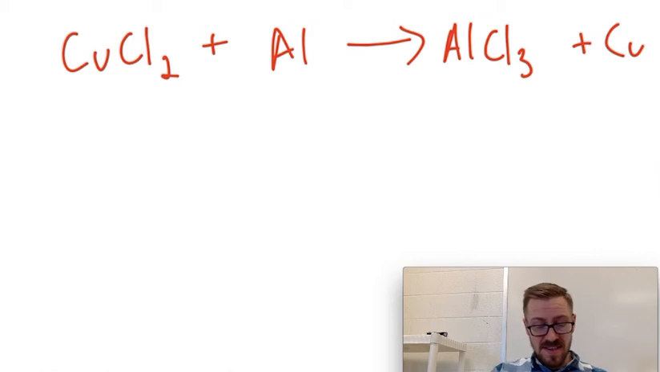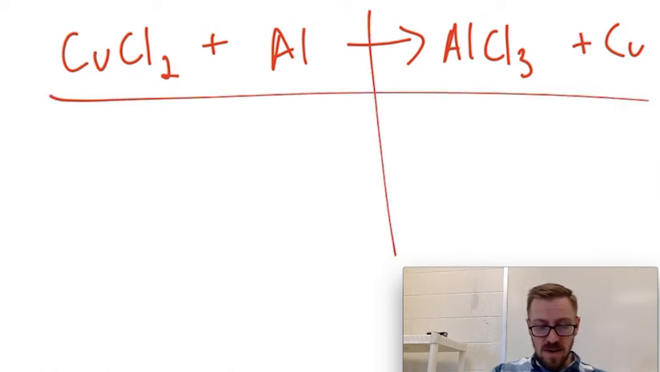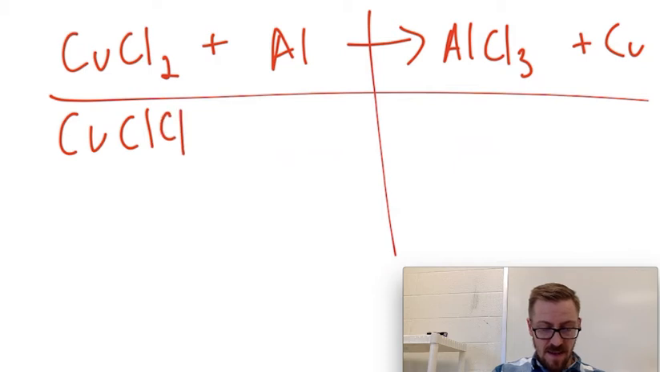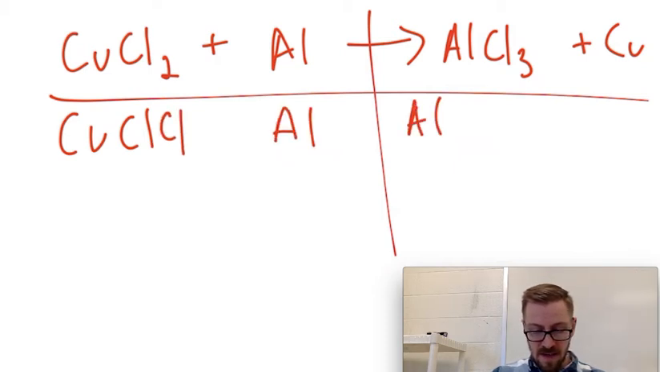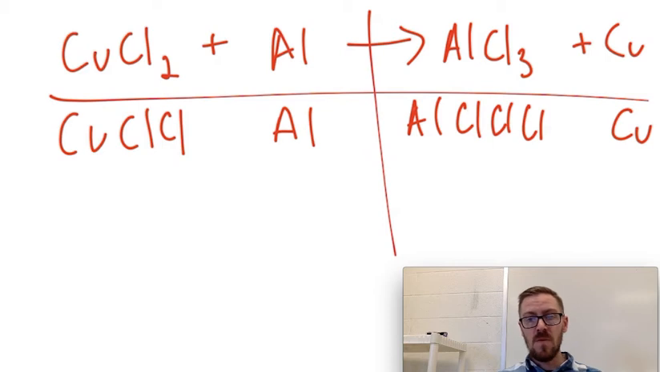So this is, I was going to draw 1, 1, 1, 1. It'd be CuCl, Cl, Al, AlCl, Cl, Cl, and Cu. That's 1, 1, 1, 1. It does not balance currently. So we have 3 chlorine over here on the product side, and we have 2 on the reactant side, so we need more chlorine over here.